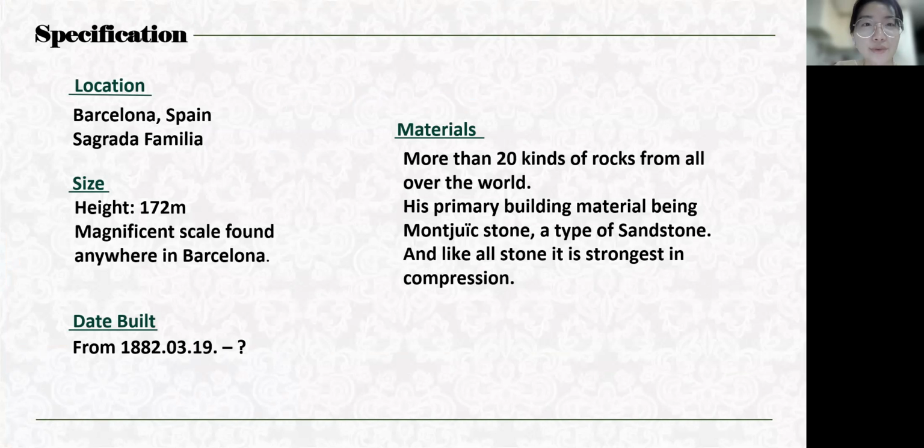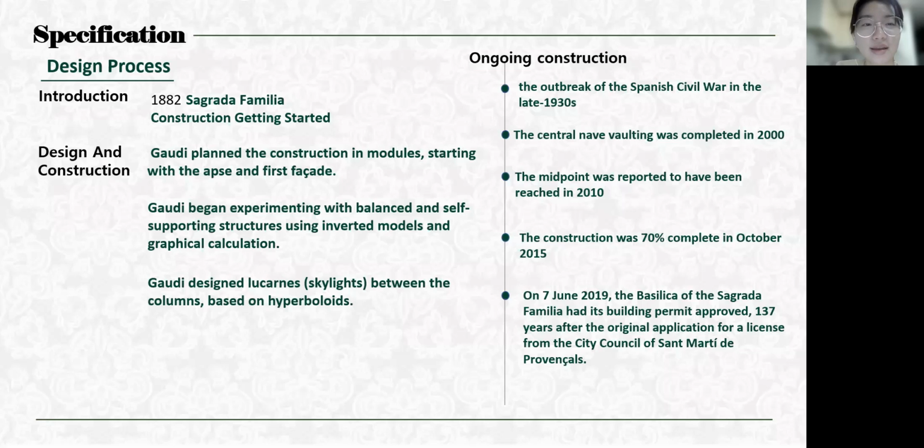Sagrada Familia is located in Barcelona, Spain. Its size is 172 meters, and it is a huge size that can be seen everywhere in Barcelona. Construction began in 1882 and is still underway. The main ingredient is stone. Its own architectural design process and construction are still underway.